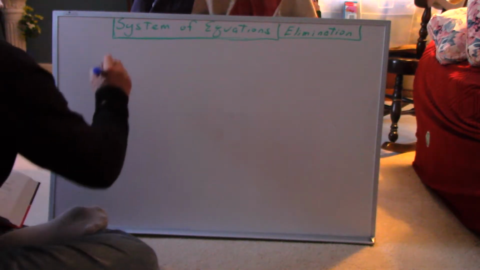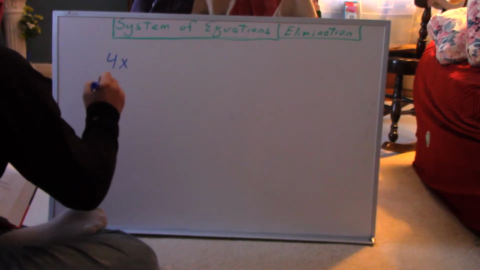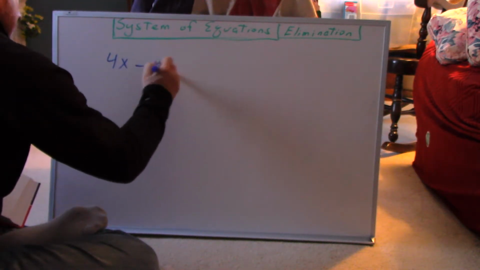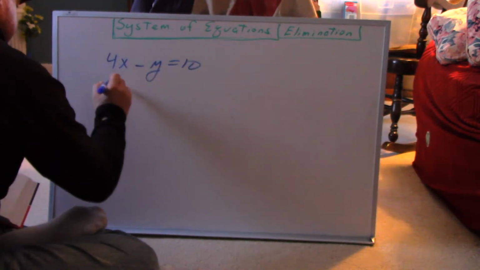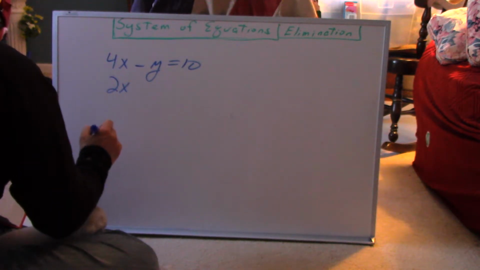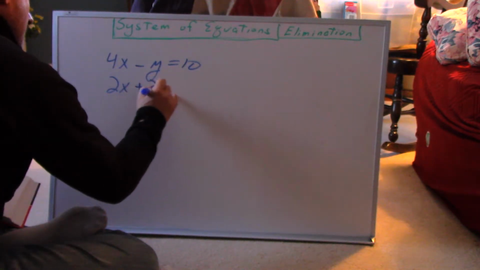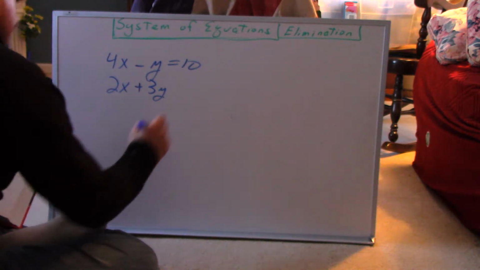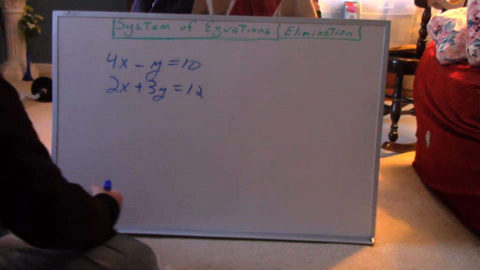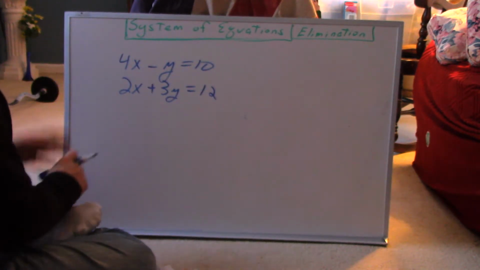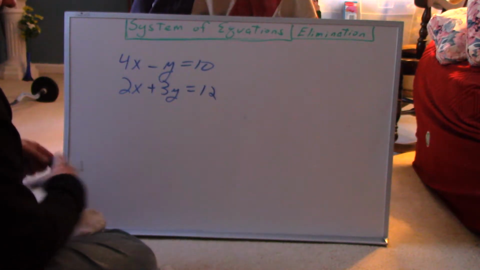Let's do another one. 4x minus y equals 10, 2x plus 3y equals 12.